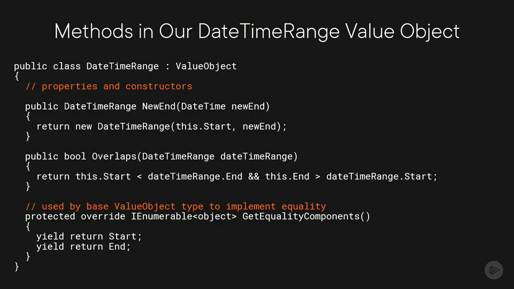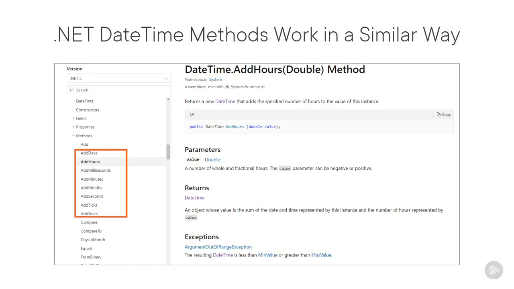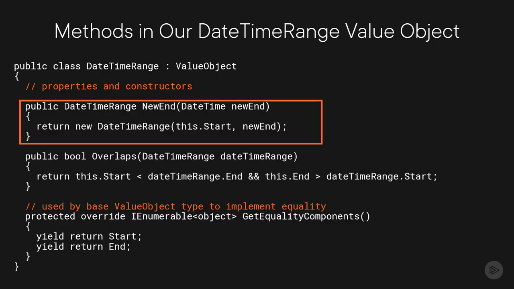Our DateTimeRange type does have some additional methods that let us create new DateTimeRange instances from existing ones, much like the DateTime type provides options to create new date times by adding time to an existing instance. In our type, for example, to change an appointment set to end at 10:30 instead of ending at 11, a new instance of DateTimeRange can be created using the NewEnd method.